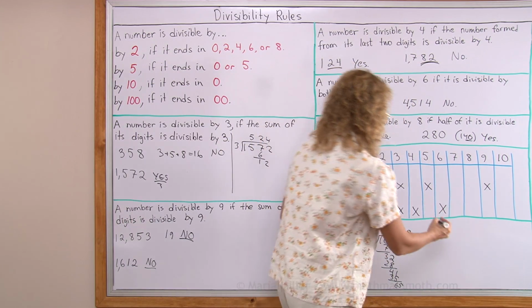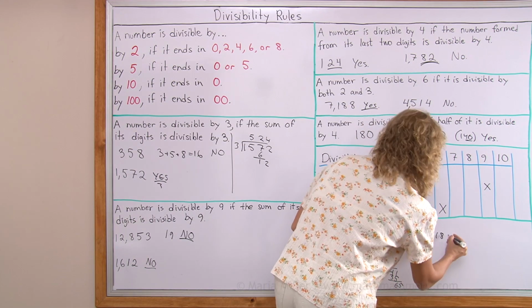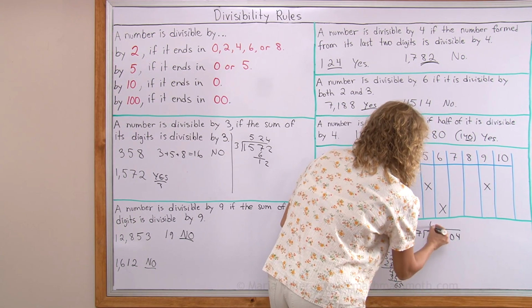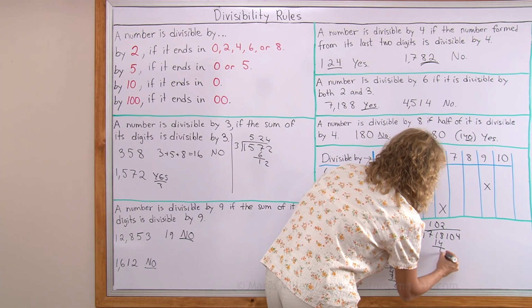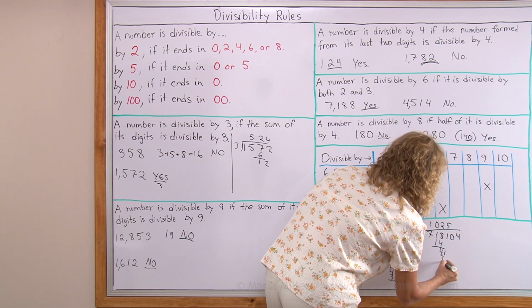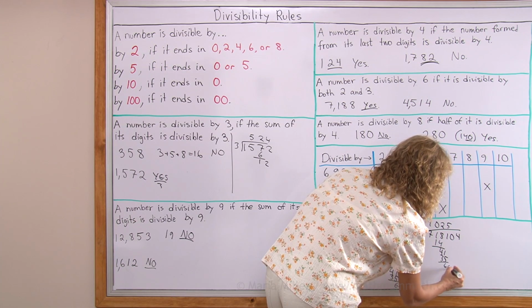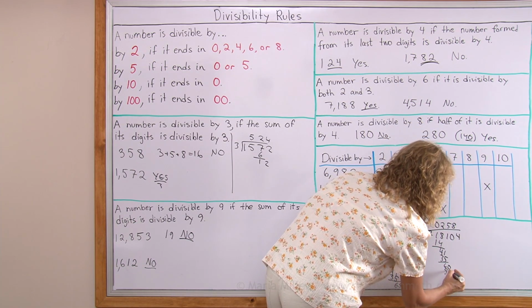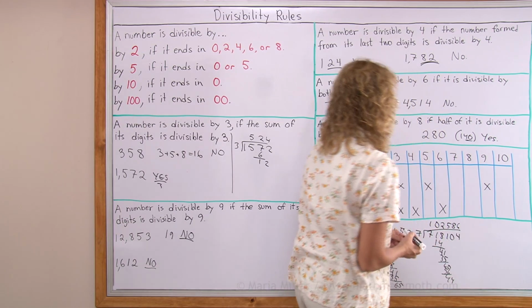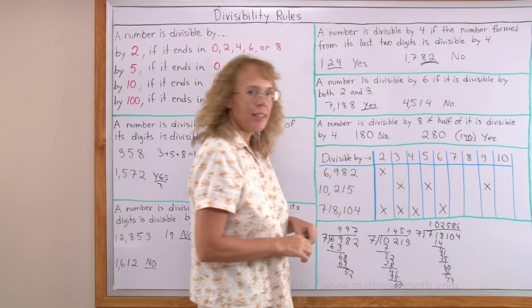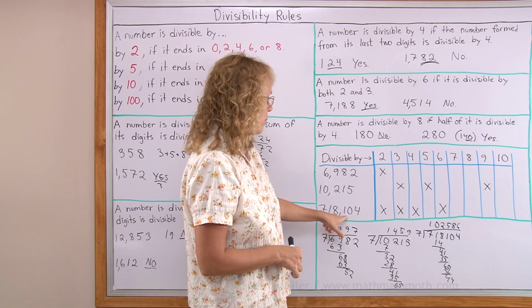Okay, and 7, we will check here. Goes once, goes twice, there's 60, lastly 44, but no, it doesn't go evenly. Okay. Then we just have 8 and 10 to check. It's not divisible by 10.